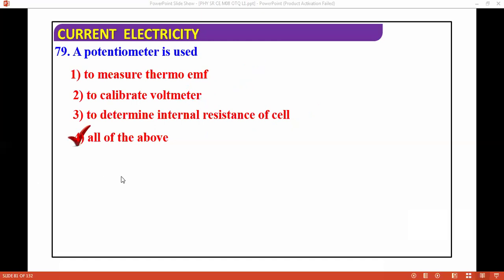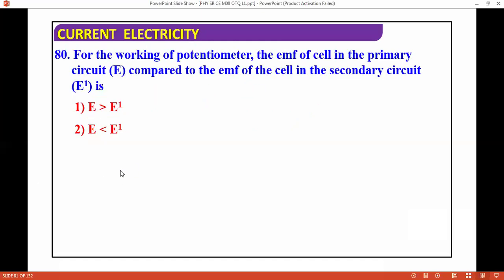Next question. For the working of a potentiometer, the EMF of the cell in the primary circuit E compared to that of the cell in the secondary circuit is... I'm asking you to compare the EMF of the cell in the primary circuit and the secondary circuit. The EMF in the primary circuit will always be greater than E1, the EMF in the secondary circuit.